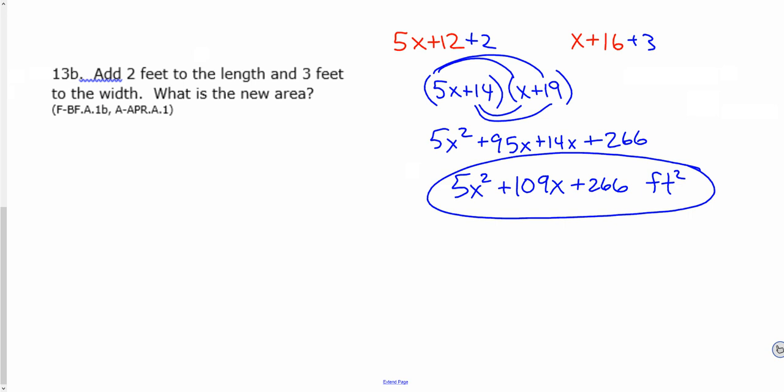Okay, so after you multiply it out and combine like terms, this is what you end up with. Don't forget, area is always in squared units, so that's why I put feet squared, and that's the answer to that one.